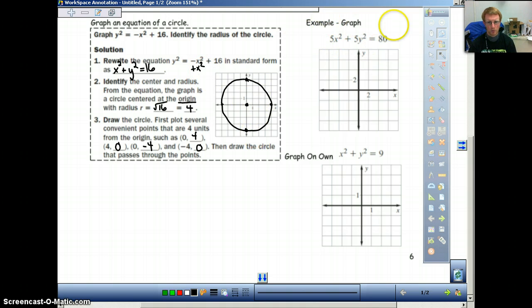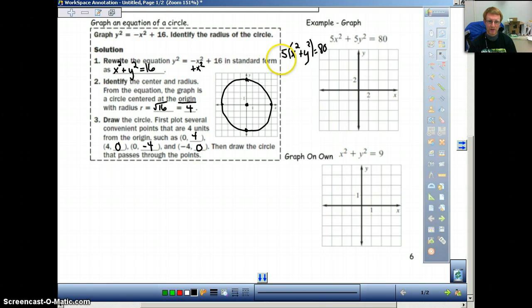On this one over here, real quickly, I want to go through this, and then I'll let you do this one below on your own. What we would do here is, because the 5s are common, we would want to factor that out first. So that's going to leave us with x squared plus y squared equals 80.